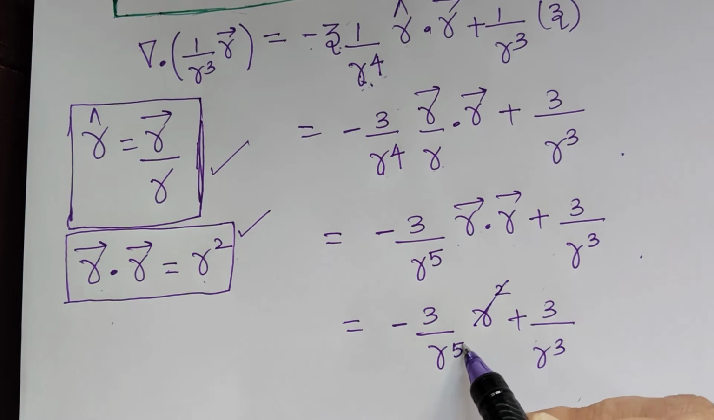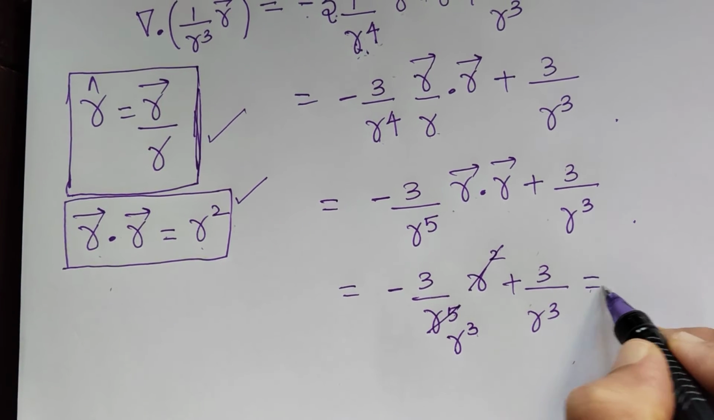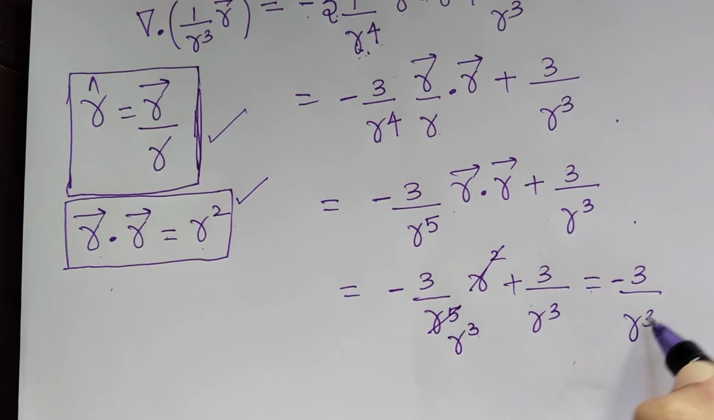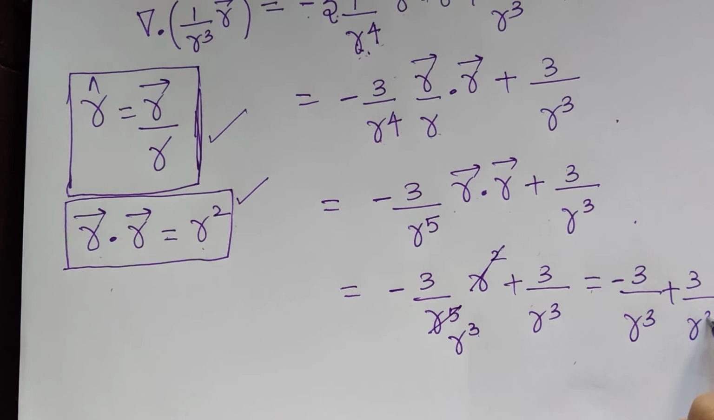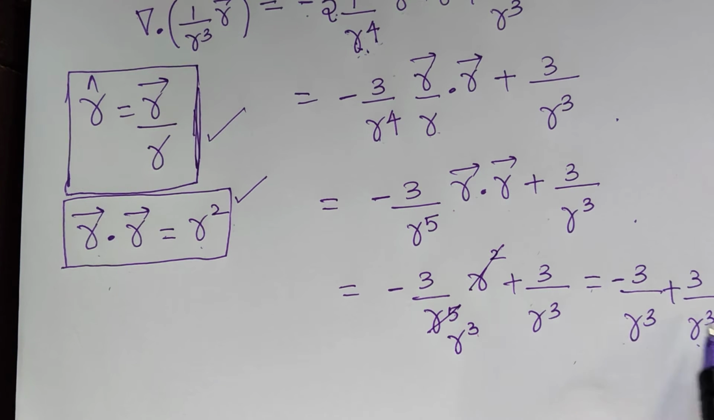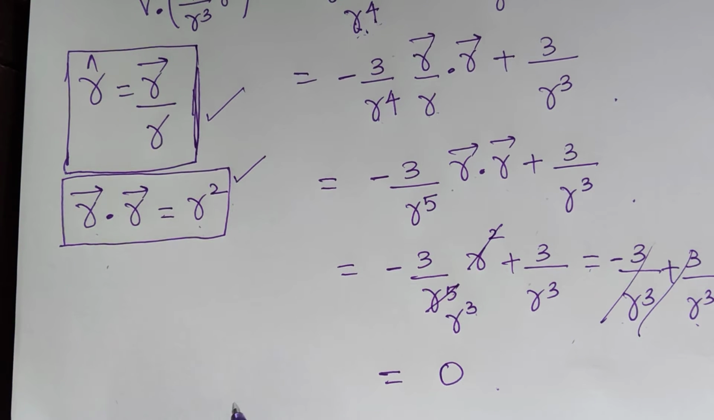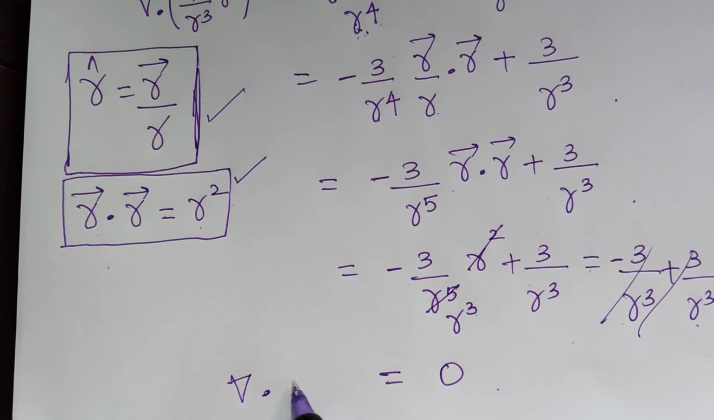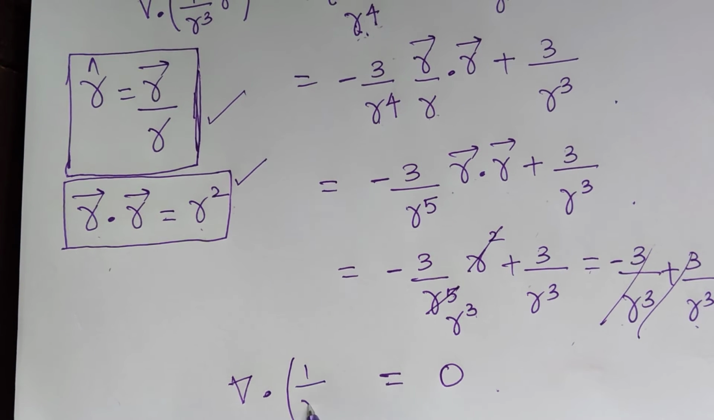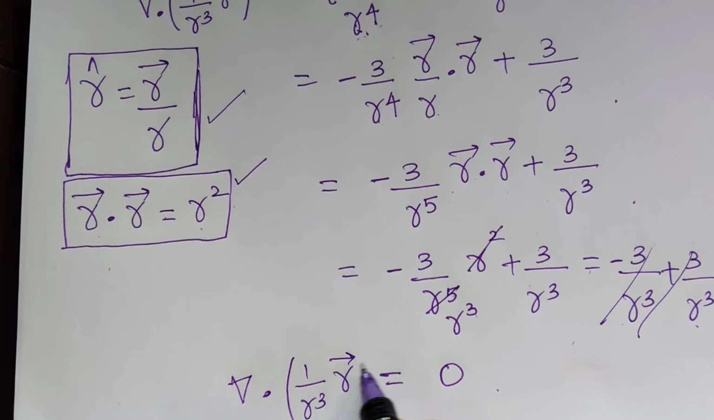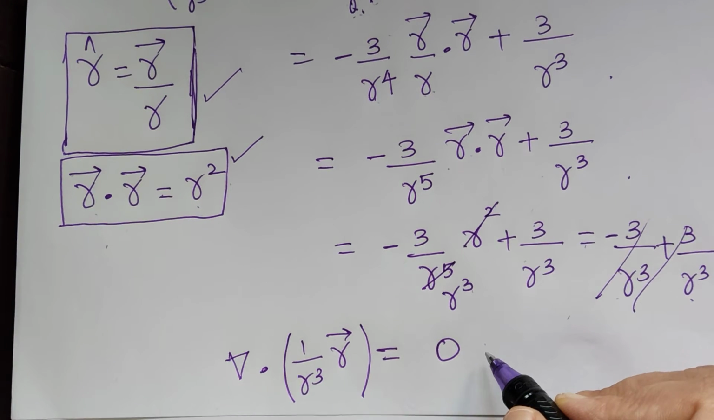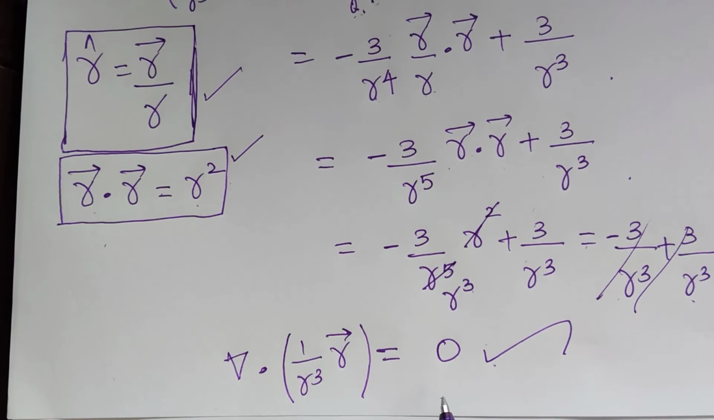So here r square and r power 5 get cancelled, and we get r power 3, and so this is equal to minus 3 by r cube plus 3 by r cube. Both are the same terms with opposite signs, so they get cancelled, and we get the answer equal to 0. Therefore, we have proved that nabla dot product with 1 by r cube multiplied with r vector is equal to 0 vector. So this is what we wanted to prove.